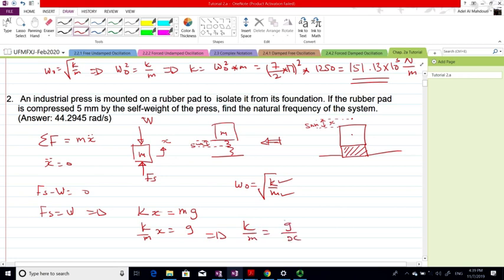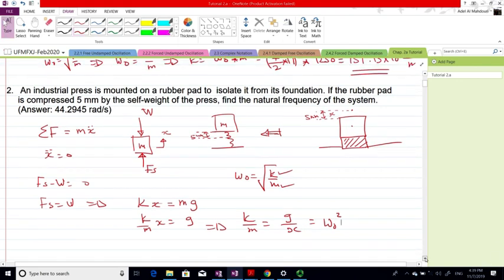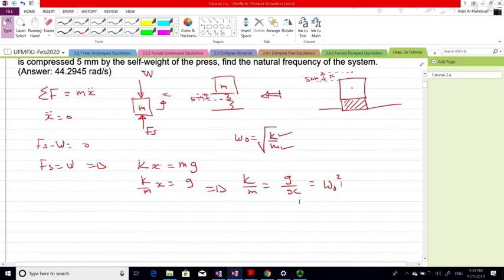But k over m is what? It's going to be omega naught squared. So now we derive a formula by which we can know the angular frequency of the system, and that will be g over x. Do we know g, which is the gravitational acceleration? And we know x, which is given as 5 millimeters, right?